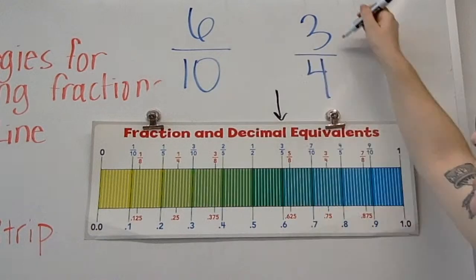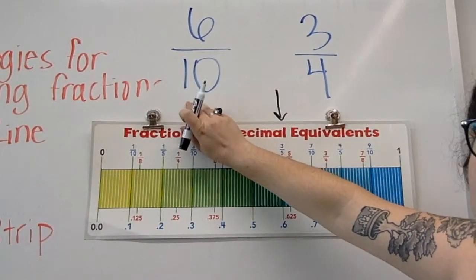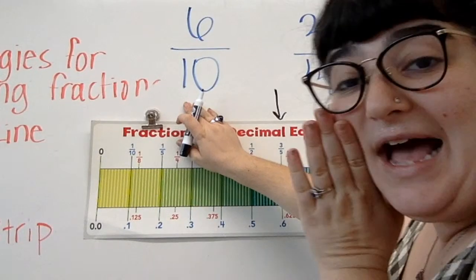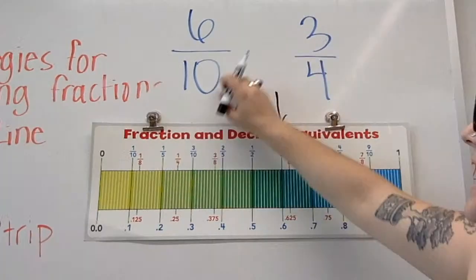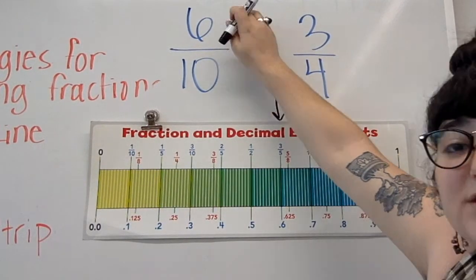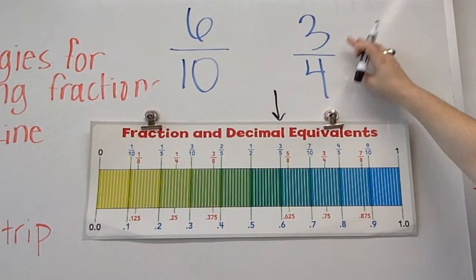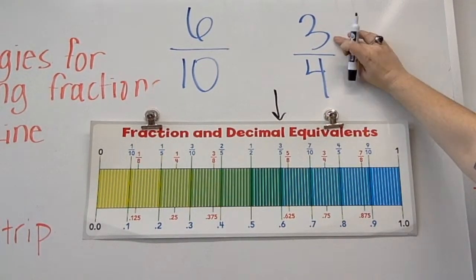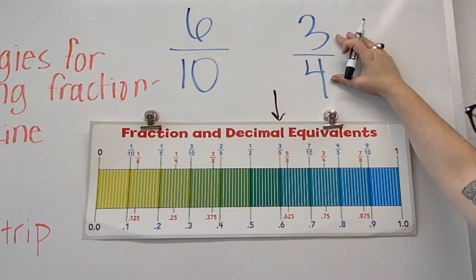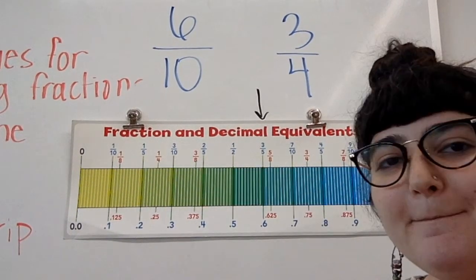I should know that both of these are greater than 1/2. If I know what half of 10 is, which is 5, and the numerator is more than 5, I know this is greater than 1/2. Similarly, if the numerator here is greater than half of 4, so if it is greater than 2, that means it's also greater than 1/2. But that doesn't help me.